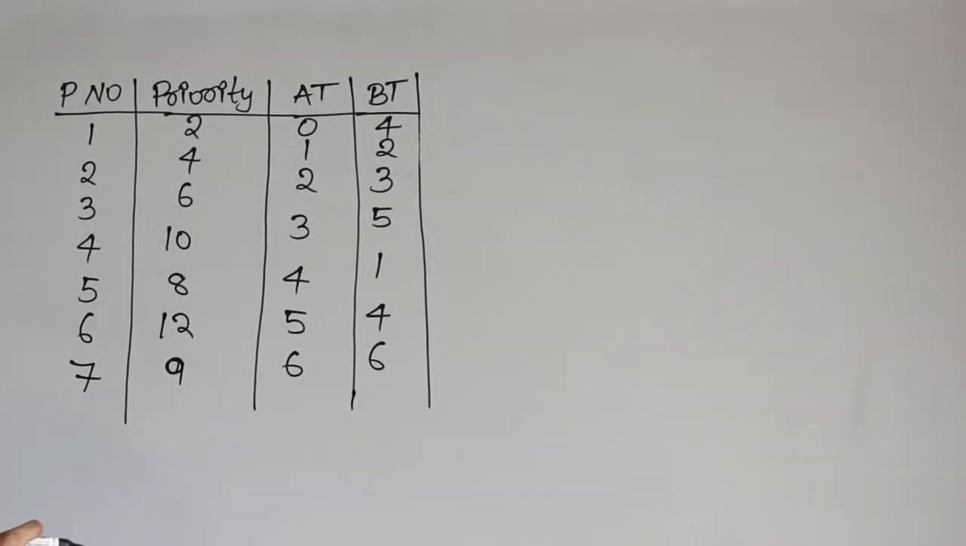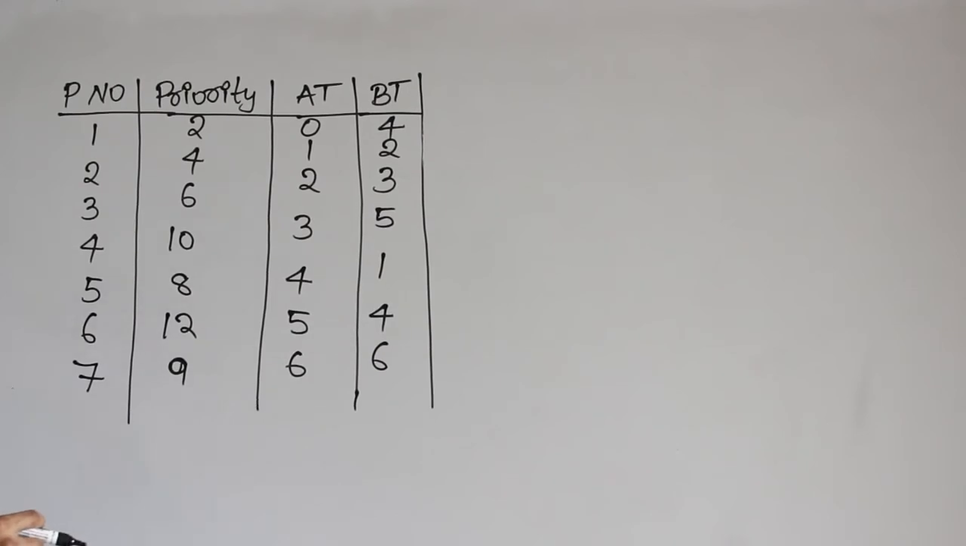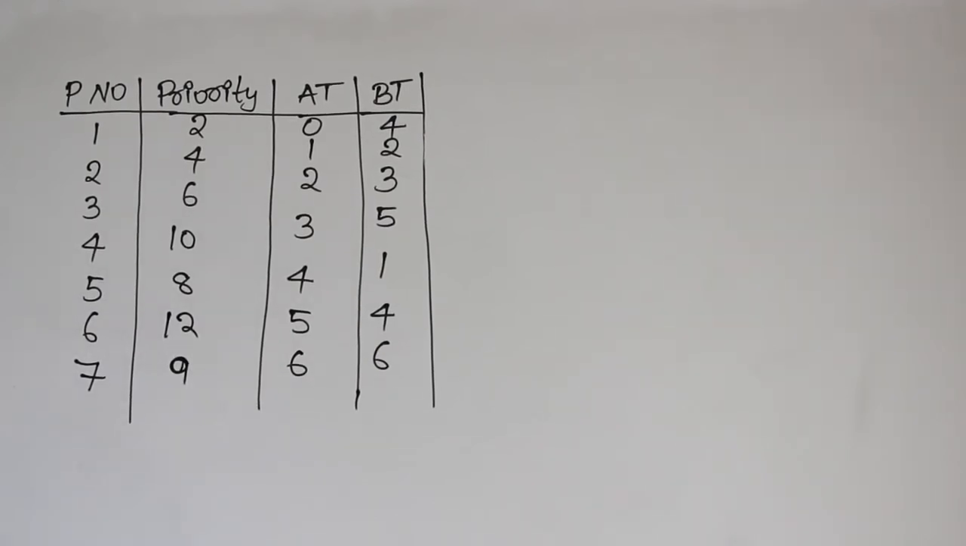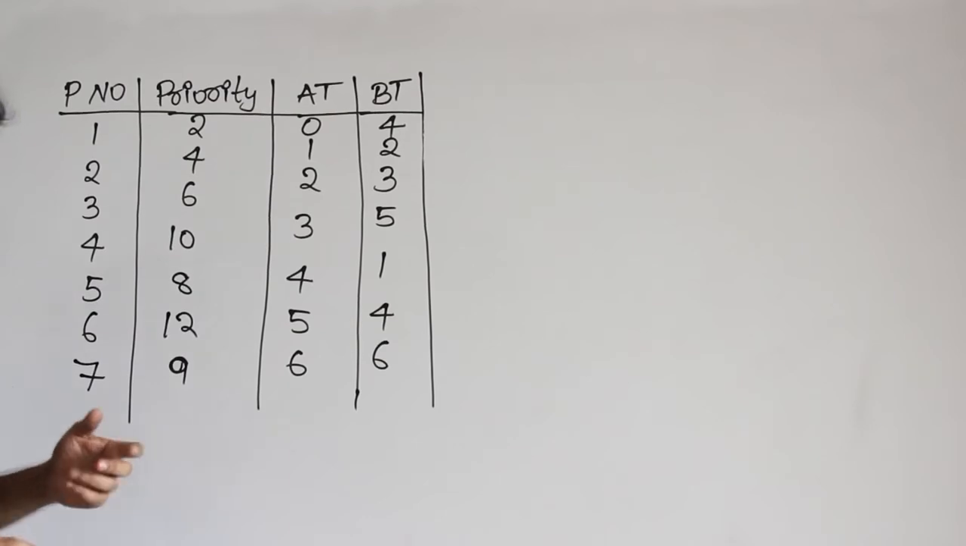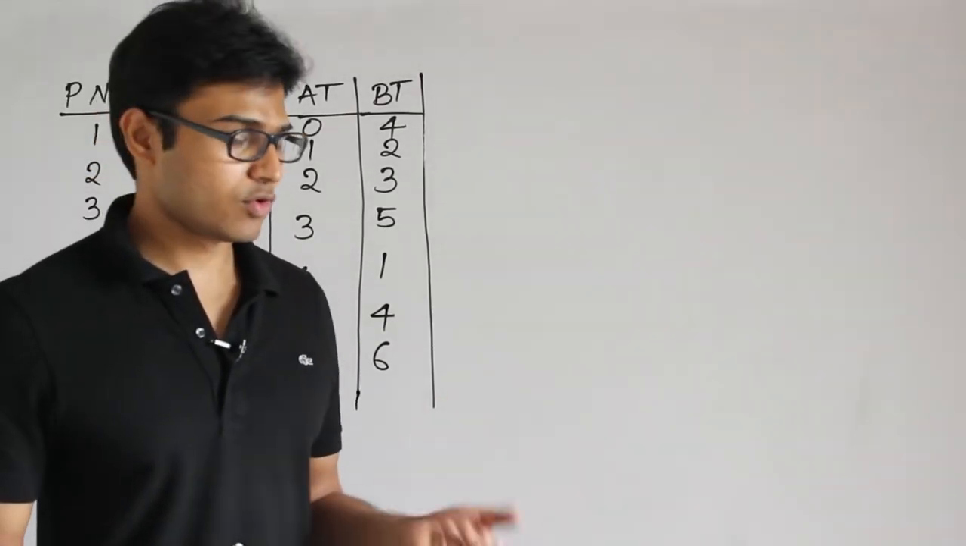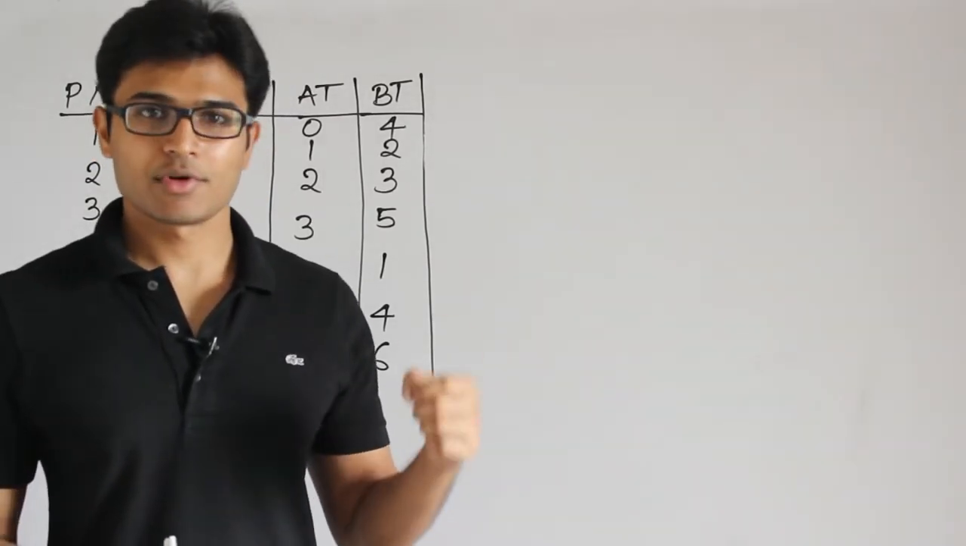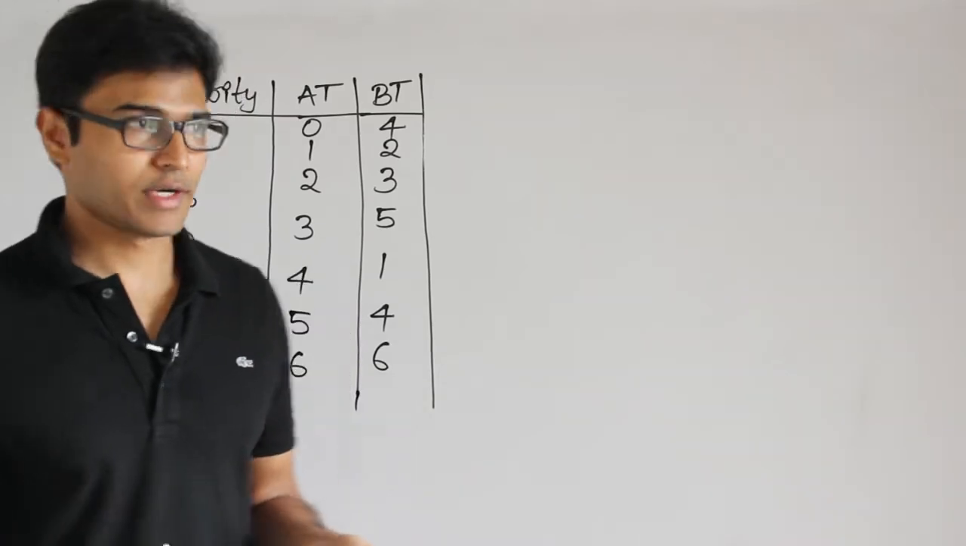Now let's look at the preemptive version of this priority based algorithm. Preemptive version means we are going to stop a process as and when a new process with high priority is available. That is called preemption. No preemption means we are not going to look at any other process. Once we have chosen a process with some priority, we are going to finish it off, right?